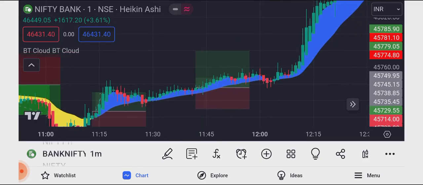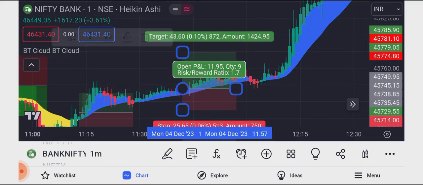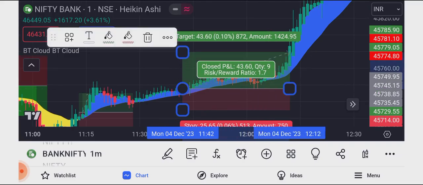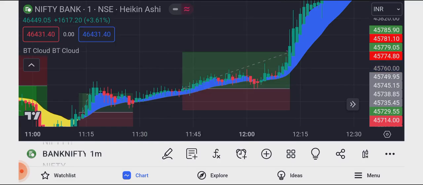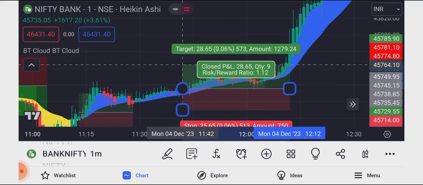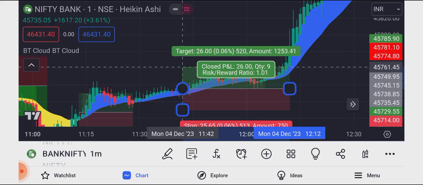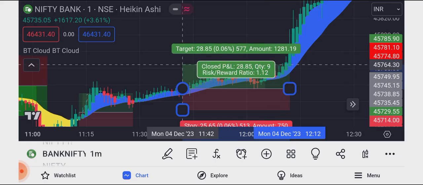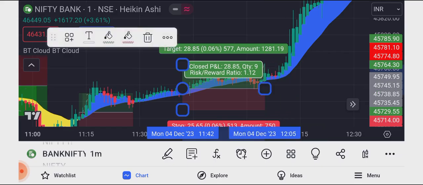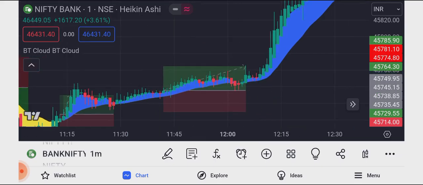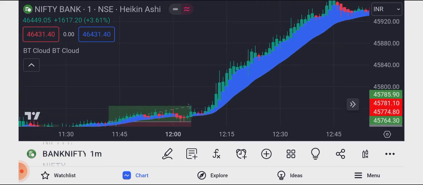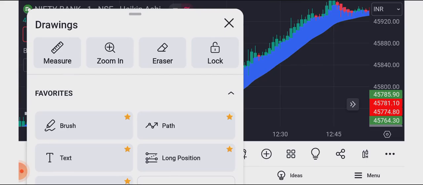If you check, this trade gave profit in this region, but the risk reward is 1.27, so we just reduce that to only 1 to 1. So this profit happened in this candle. Again the market came down, so we enter a trade with long.